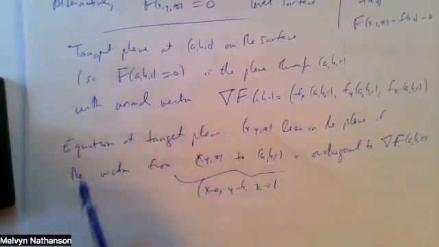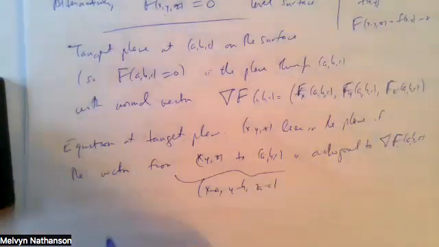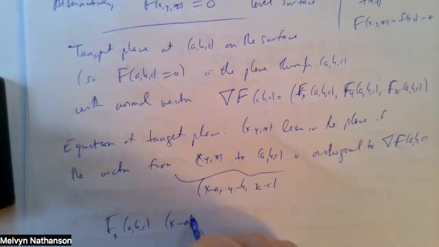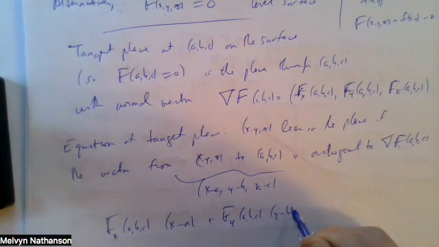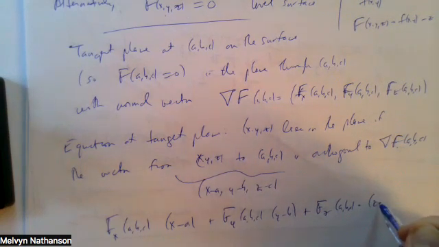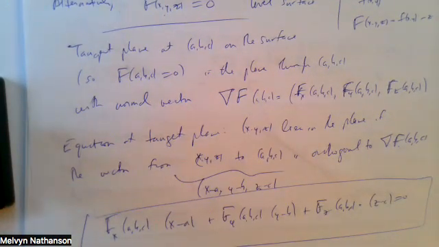And the dot product of these two vectors is, it should be a capital F: F sub x at A, B, C, that's a number, times x minus a, plus partial of F with respect to y at A, B, C, times y minus b, plus partial of F with respect to z at A, B, C, times z minus c, equals 0. So this long equation is the equation of the tangent plane. And let me work out an example.